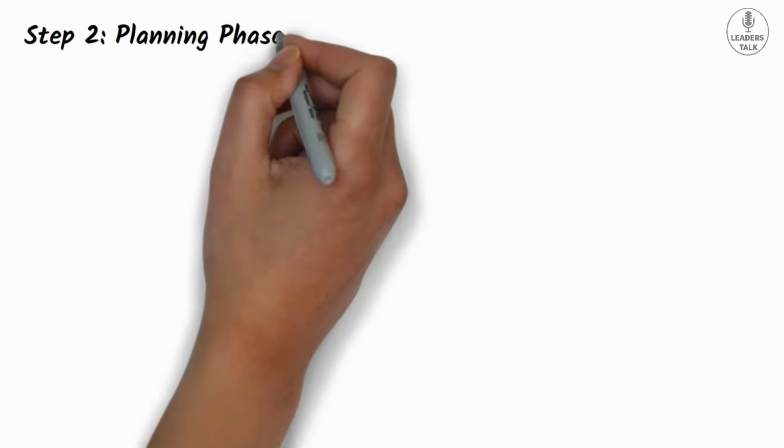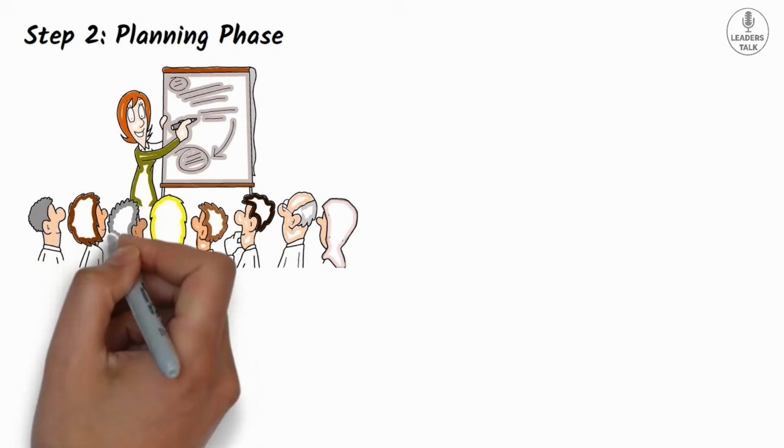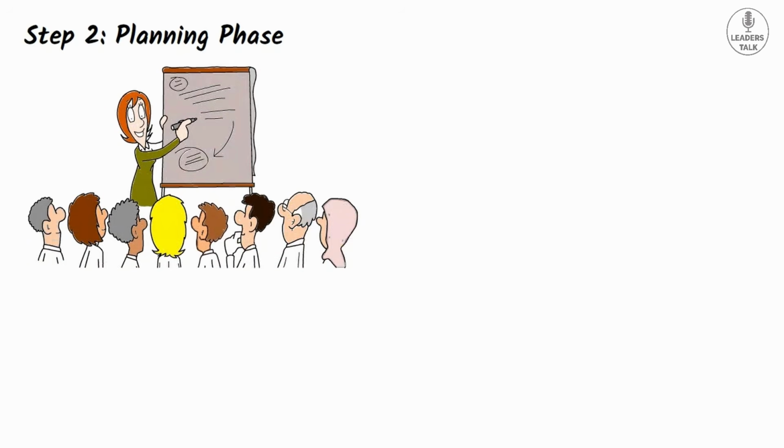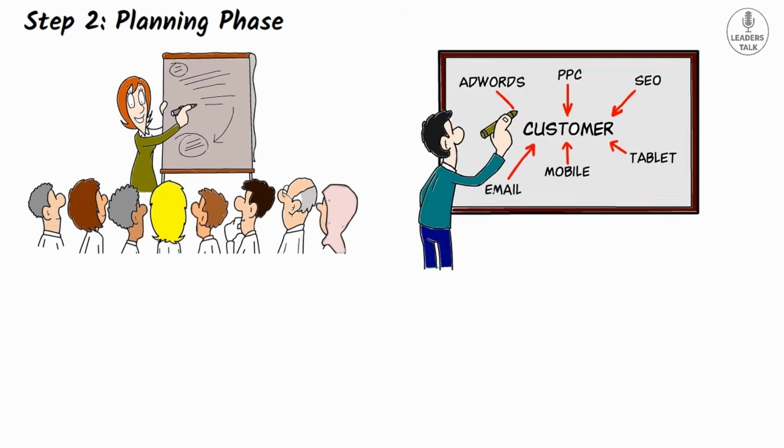Step 2. Planning phase. Once the project has been initiated, it's time to move on to the planning phase. This stage is all about creating a detailed project plan that outlines how the project will be executed, monitored, and controlled. A well-structured plan is essential for setting the project up for success.